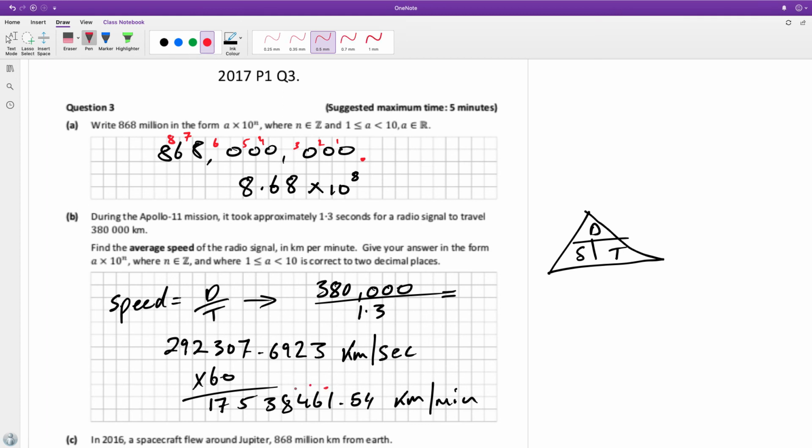1, 2, 3, 4, 5, 6, 7. So that's what? 1.8 multiplied by 10 to the power of 7. Got it right? Brilliant.